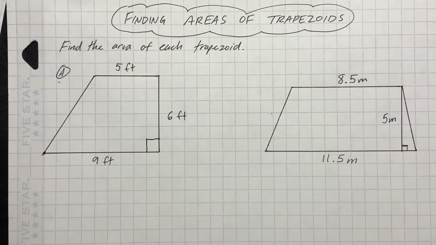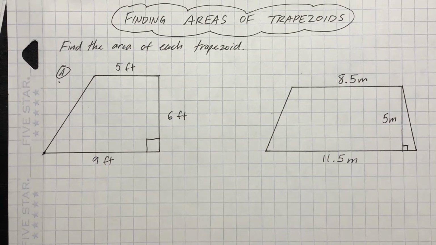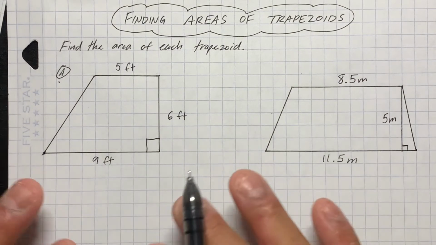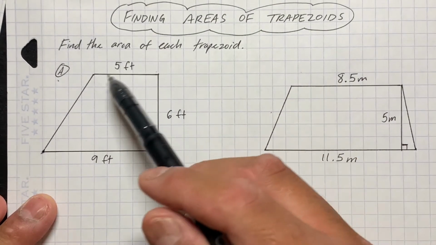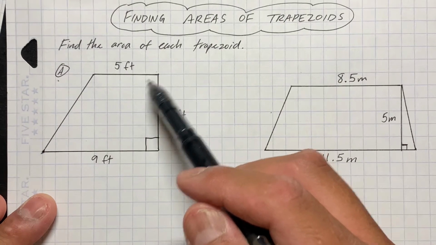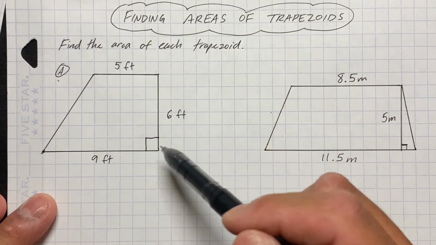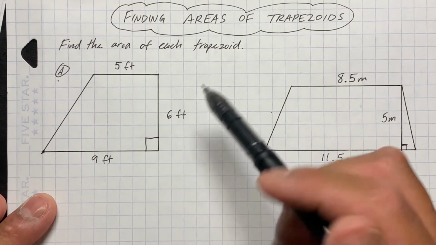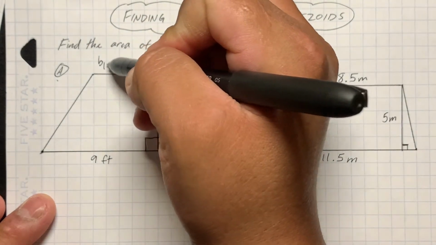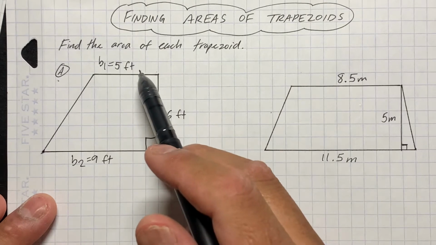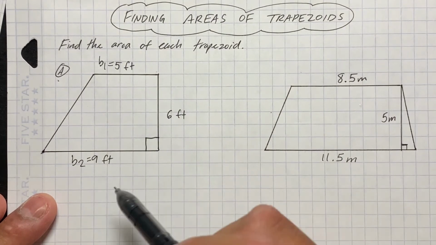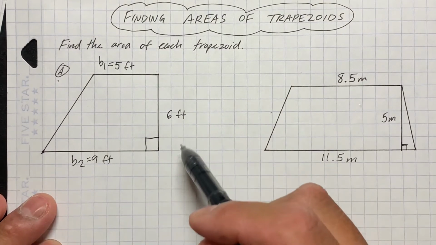All right, moving on. So right here, we're going to find the area of trapezoids. So before we decompose the figures to find the area of different shapes, but this time we're just going to focus on the trapezoid. So if you look here, up top you have 5 feet, and down below you have 9 feet, and the height here is 6 feet. So again, you have 2 bases, base 1 and base 2 here. So base 1 is 5 feet, and base 2 is going to be 9 feet. The height again is 6 feet.